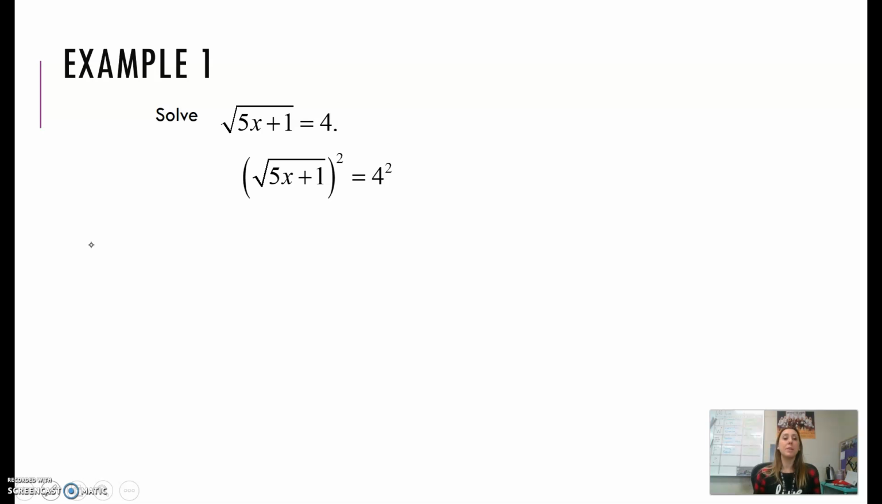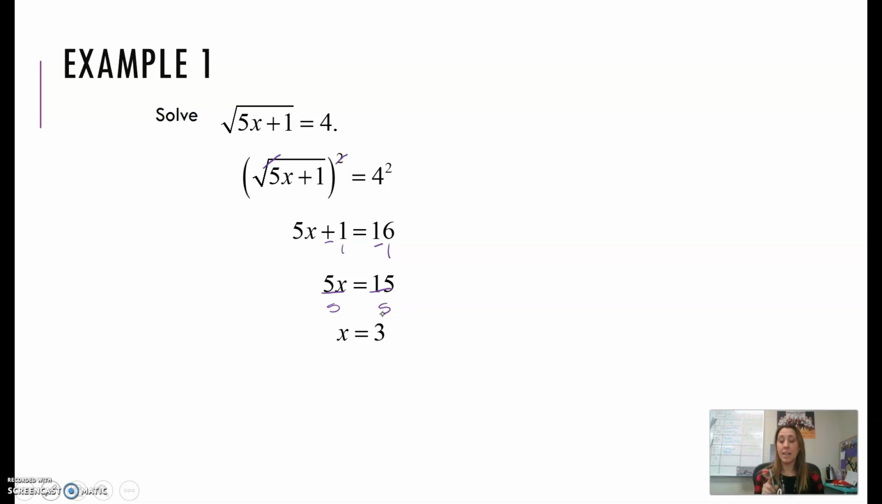Alright, so I'm going to go ahead and square both sides, and the reason why I'm squaring both sides is because I want to get rid of that square root. So this undoes this, and we end up with 5x plus 1 is equal to 16. So then I want to subtract 1 from both sides, and I get 5x is equal to 15, and then I want to divide by 5, and I get x is equal to 3.